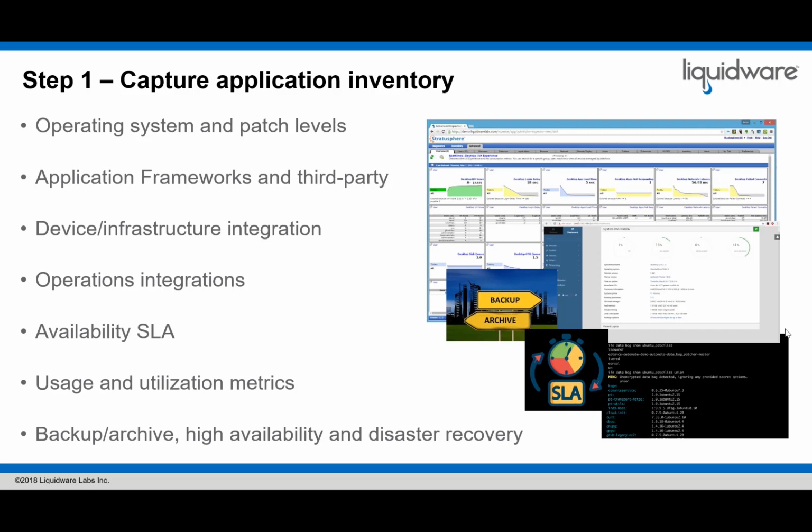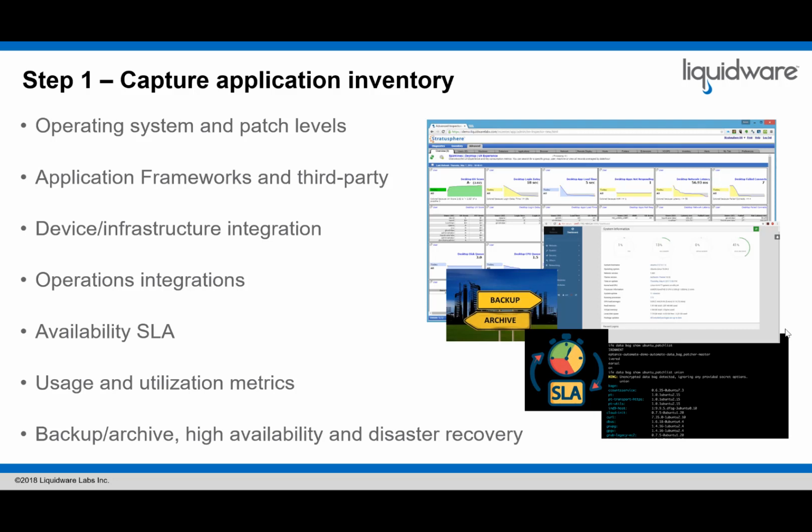Operations integrations are another very important aspect. List any automated agents or other processes providing monitoring, security, and notification capabilities for your applications, services, or even network infrastructure. If there are manual processes involved in maintaining your system, note those as well. Again, very important things.